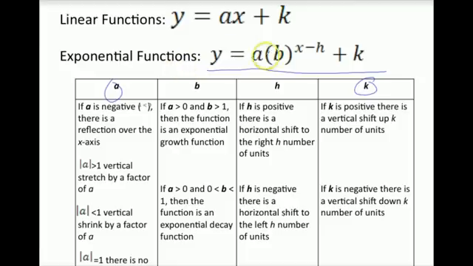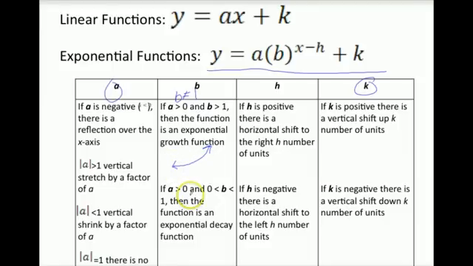Now b only pertains to the exponential functions, and keep in mind that's the value that's being raised to the power of x. Now for exponential functions, b cannot be 1. So keep in mind, b can't be 1. Now if a is greater than 0 and b is greater than 1, then the function is the exponential growth function. So we've been taking a good look at those.